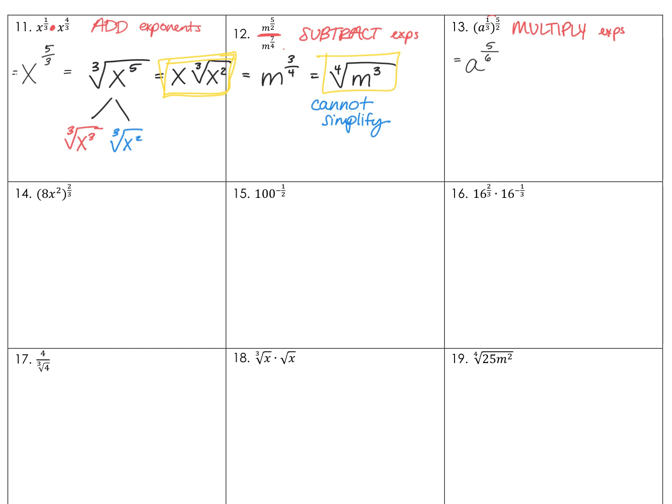Okay, you now need to convert it into a radical to see if it can simplify. What number goes in the crook? 6. And it's a to the 5th. Can 6 fit into 5? No. You're done.